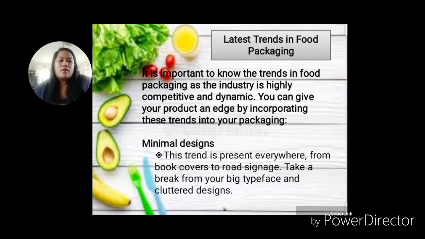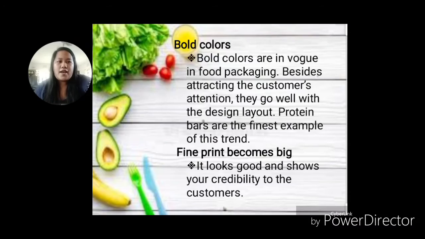These are the latest trends in food packaging. It is important to know the trends in food packaging as the industry is highly competitive and dynamic. You can give your product an edge by incorporating these trends into your packaging. Minimal designs. This trend is present everywhere, from book covers to road signage. Take a break from your big typeface and cluttered designs.